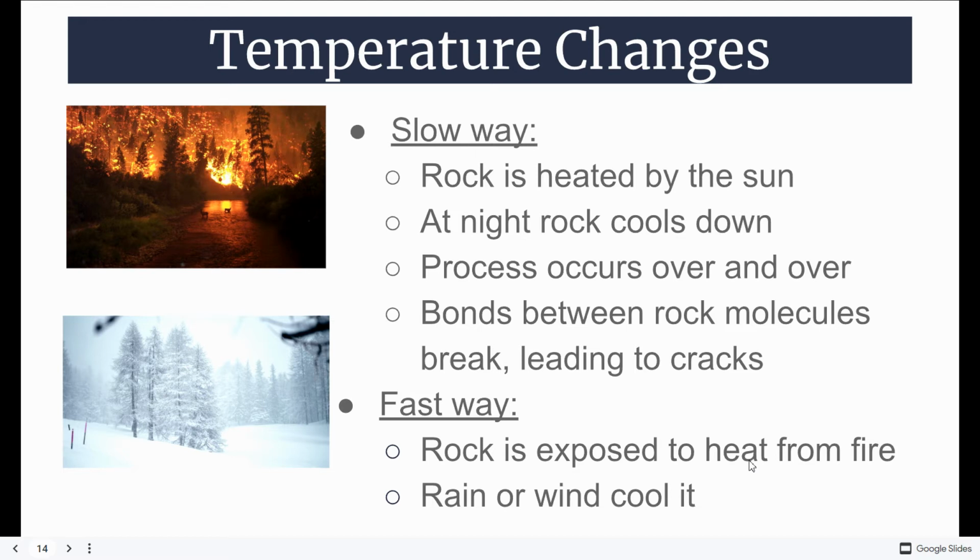The fast way to do that cycle is through things like snow, rain, something super cold happening, a cold snap in the winter, a forest fire. Those extremes in temperatures are going to cause that to happen much faster.